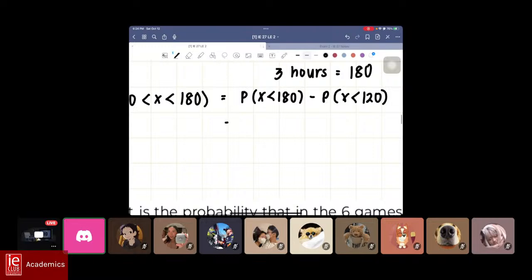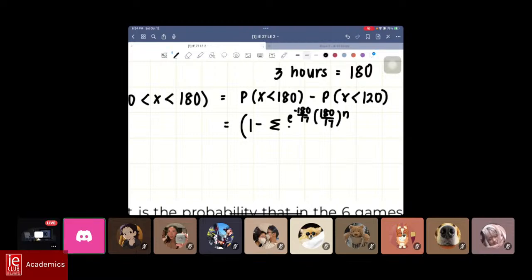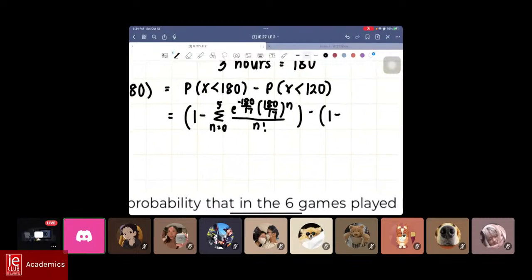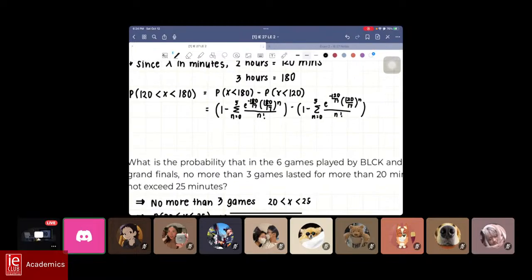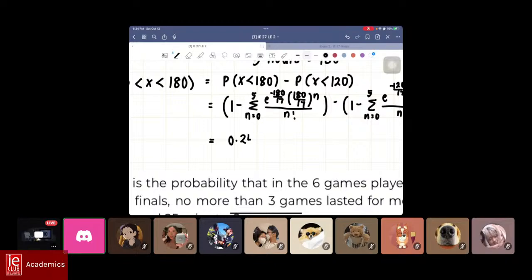So if we plug in the formula for Erlang, that will be 1 minus summation of e raised to negative 180 over 17 times 180 over 17 raised to n over n factorial, where n is from 0 to 5, since r minus 1 is equal to 5. And then we subtract 1 minus the summation of e raised to negative 120 over 17 times 120 over 17 raised to n over n factorial, from n equals 0 to 5. So if you plug this in the calculator, it will become equal to 0.2454.